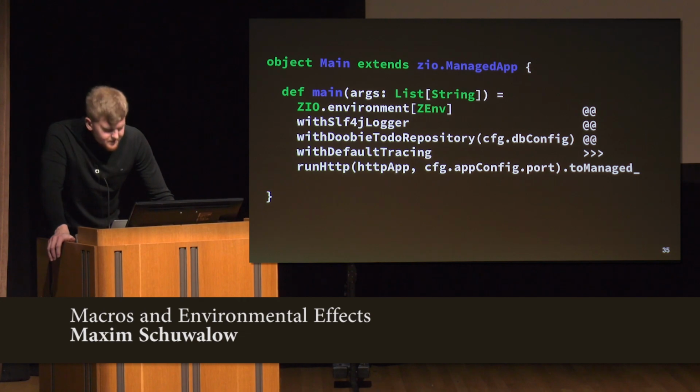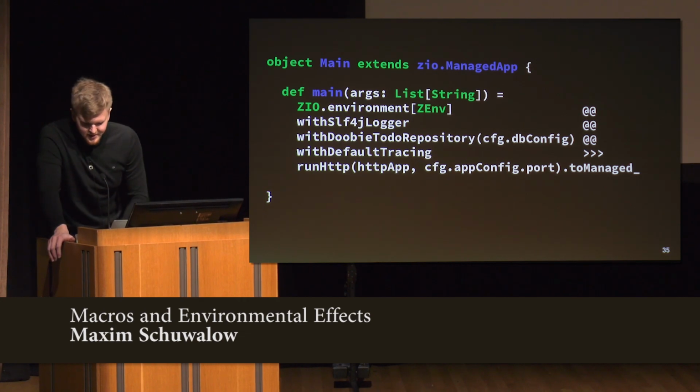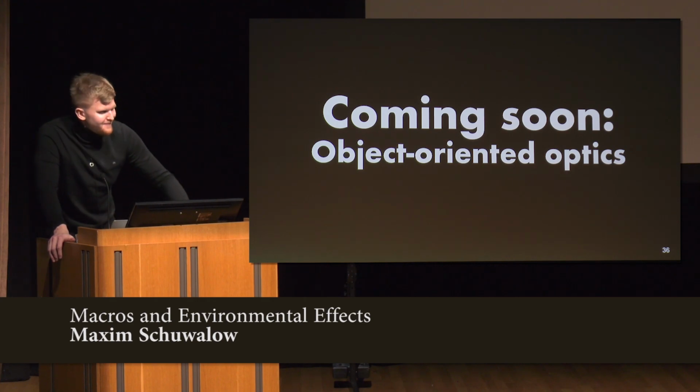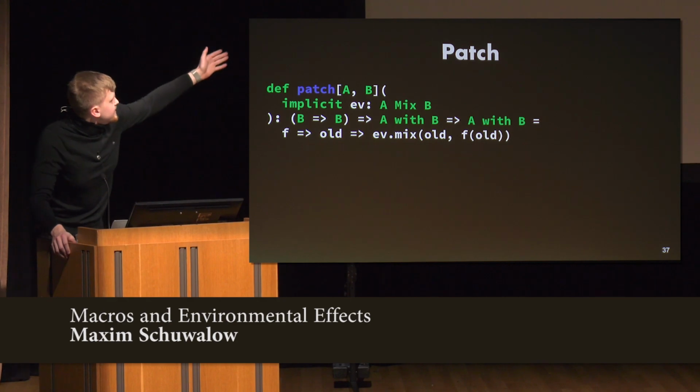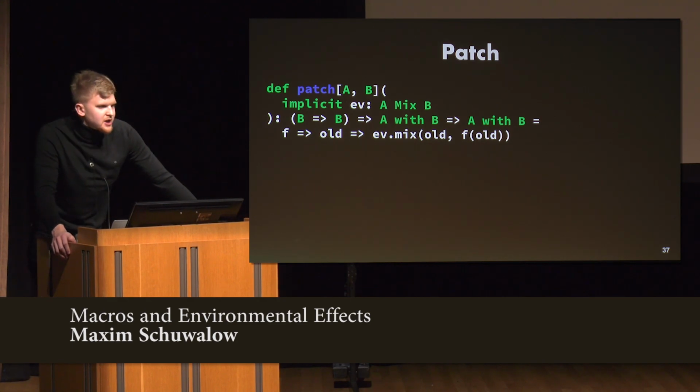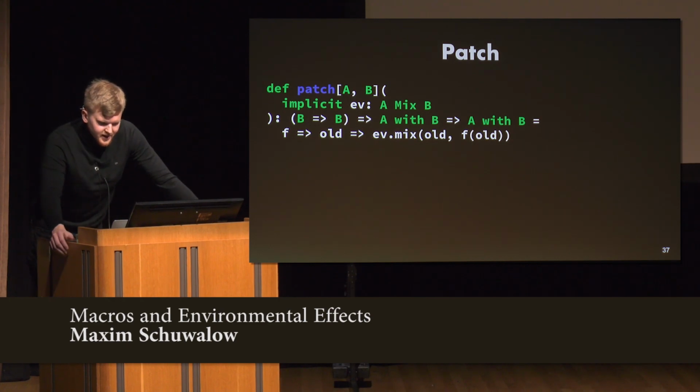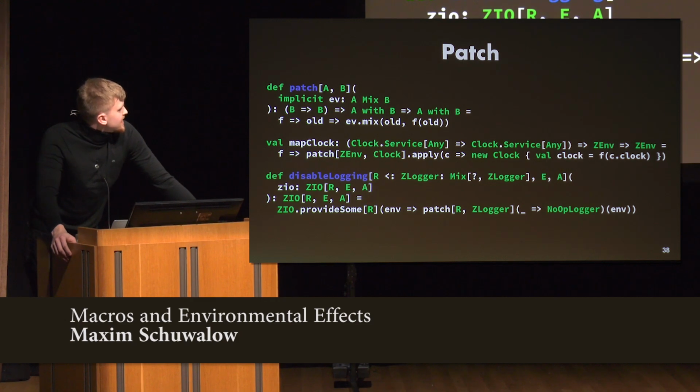Now, we can build more sophisticated stuff on top of this. Specifically, we can do some ghetto version of object-oriented optics with it. This is done using a function called patch inside the library. Basically, just using this implicit evidence, we can lift the function B to B into a function A with B to A with B. This is what we needed earlier, and I think this can be useful in a lot of interesting contexts. So you can use it to replace implementations. You can do whatever you want to do. Current examples built on this are quite minimal, but I think it's a very interesting foundation to build more expressive stuff on top.